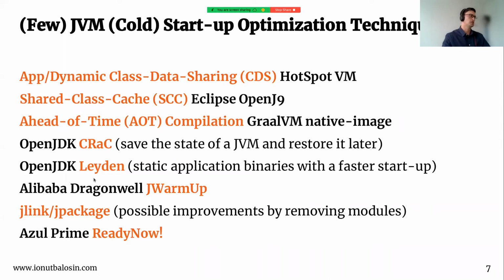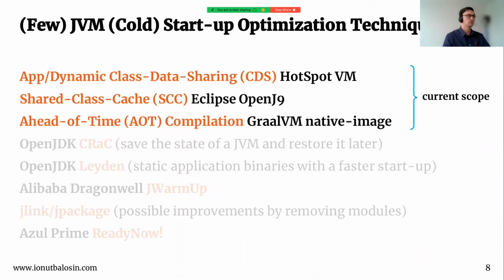There is also OpenJDK project Leyden, which is in a very incipient phase. The JVM from Alibaba has what they call JWarmup, where you can, for example, if you use that JVM, leverage JWarmup to speed up and so on and so on.